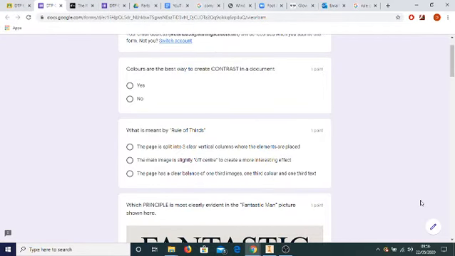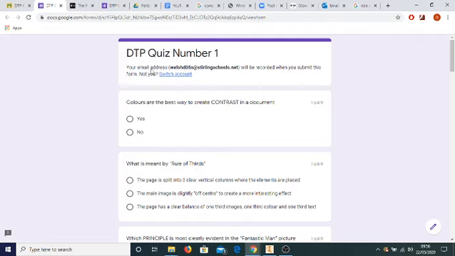Morning everyone. We're going to have a look at the desktop publishing quiz number 1 that I issued out at the beginning of the week. I've had a few responses back in, so thanks for those that have submitted, and if you haven't done so, please try and get it done before the end of today.